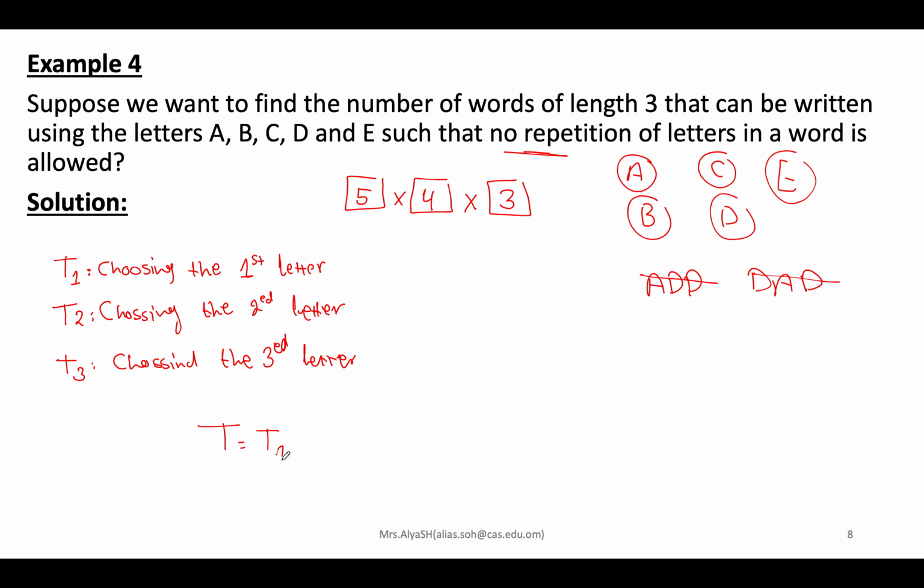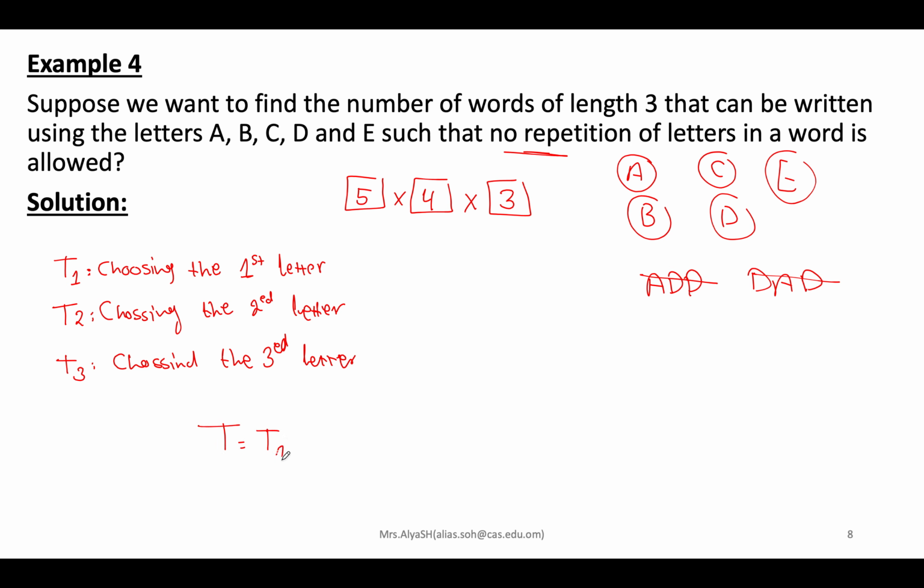However, the number of letters will be the same because it can be repeated. So in order to form this word, I can put all the 5 letters in the first letter, all the 5 letters in the second, and again all the 5 letters in the third. So here we got 125 ways to form this word.